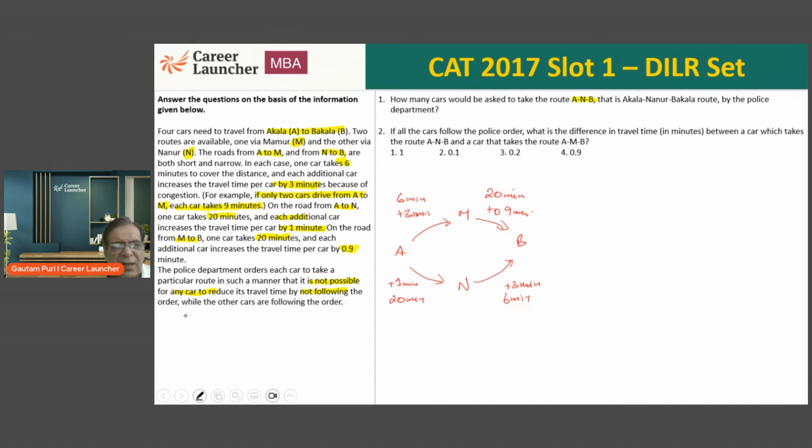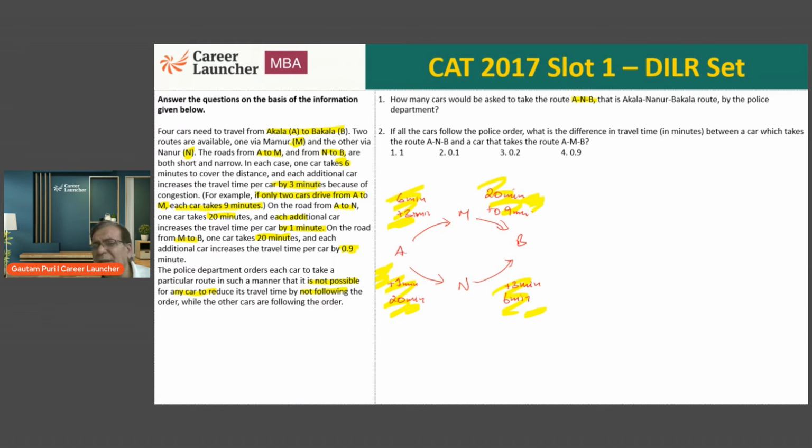Now, the first thing, you want each car to have minimum time, right? And what is the time on each side? This is 6 minutes. This is 6 minutes. This is 20 minutes. This is 20 minutes. The extra time is 3 minutes per additional car. Extra time is 1 minute per additional car. Extra time is 0.9 minutes per extra car.